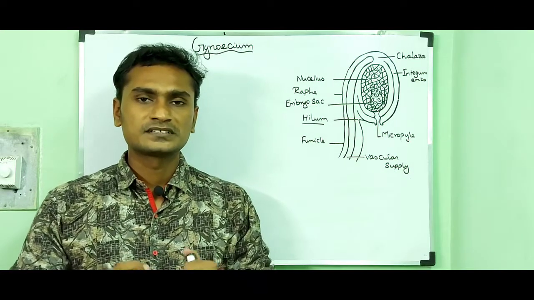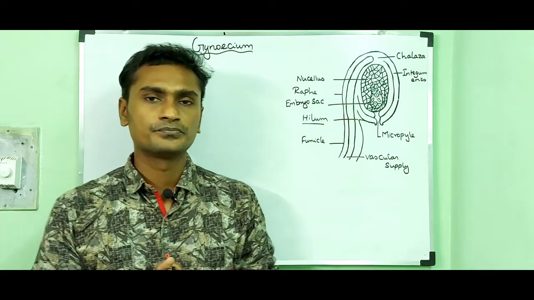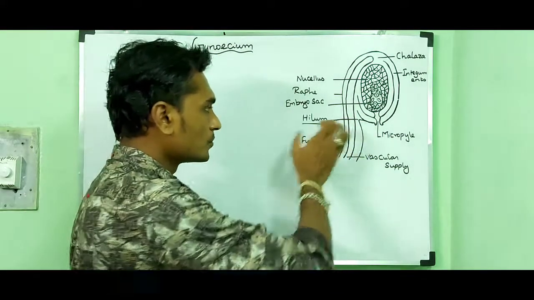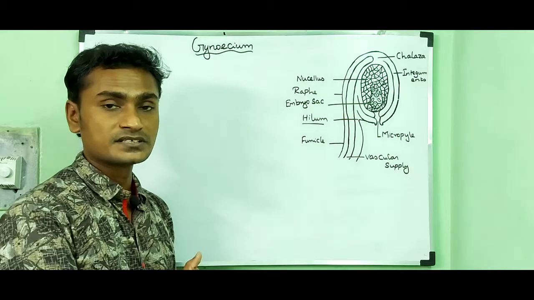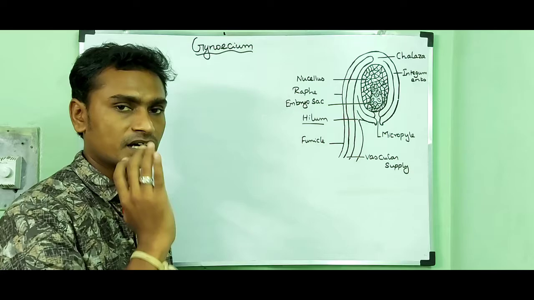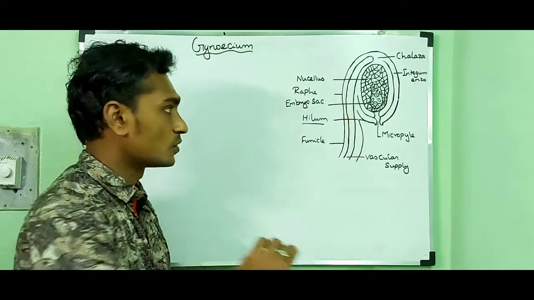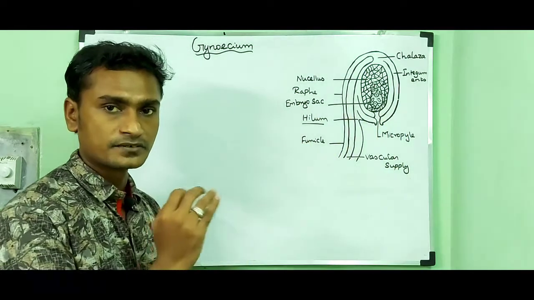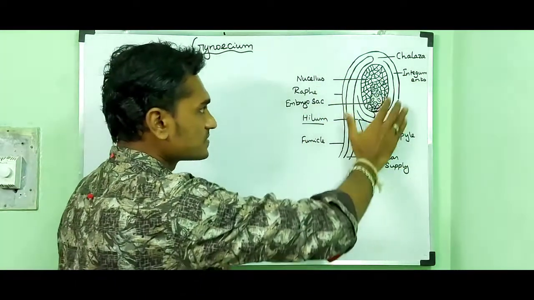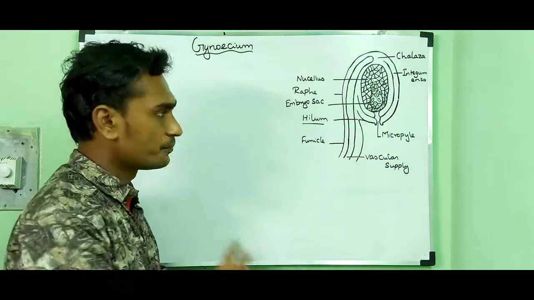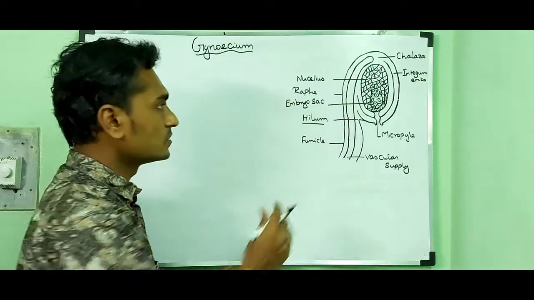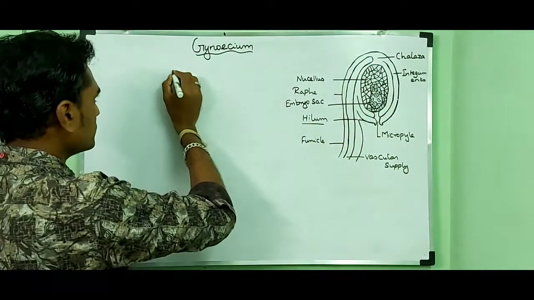Let me teach you the structure of an ovule. This is the structure of an ovule. The ovule or megasporangium is protected by one or two protective coats, and that covering is called integuments. In this ovule, there are two protective coats, outer integument and inner integument. So the ovule is said to be bitegmic.